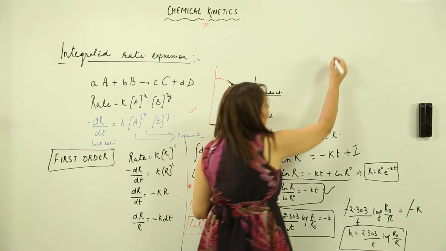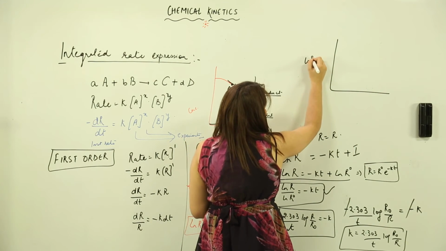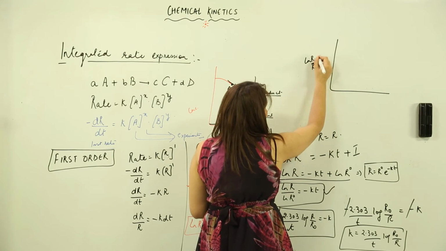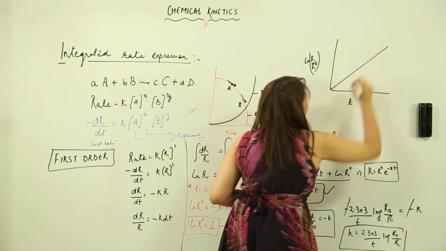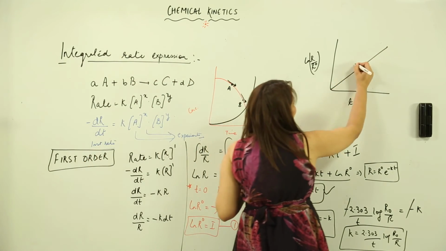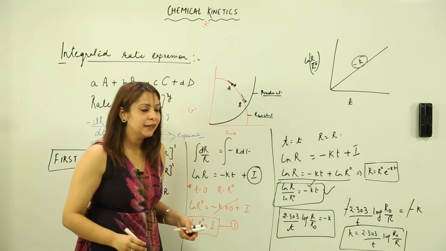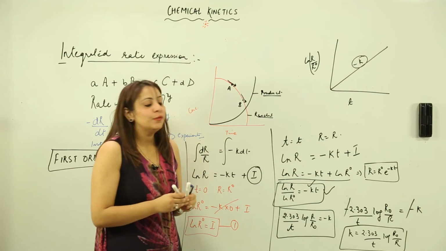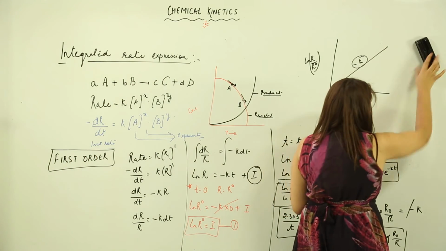Now, considering the graph, what do we have? I'm going to make two graphs. On the y axis, I'm going to plot ln R upon R naught versus time, and we are going to get a graph like this, a straight line, and this straight line will indicate the value of minus k, because this is the constant involved.